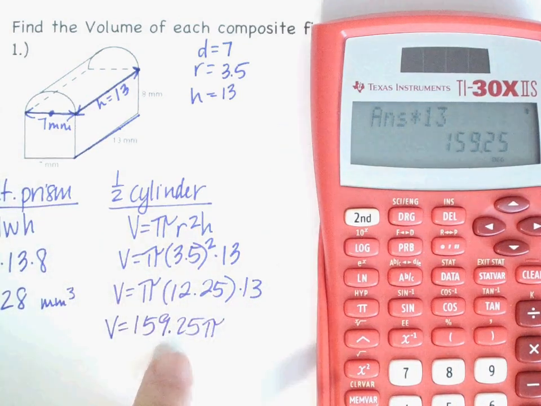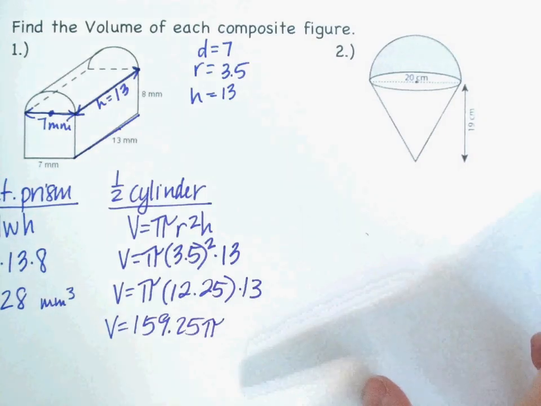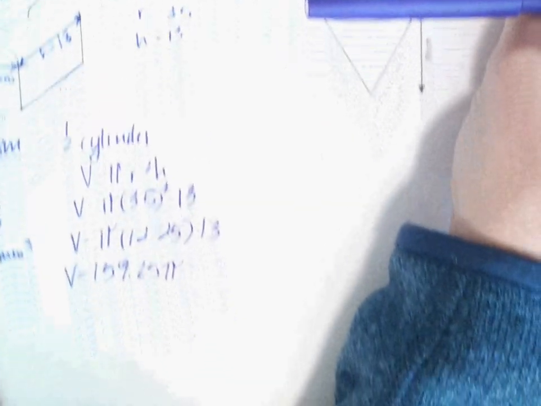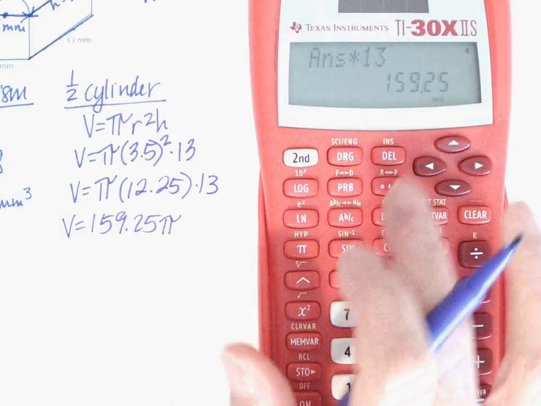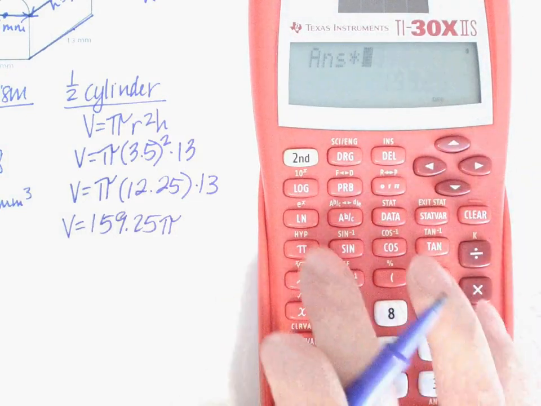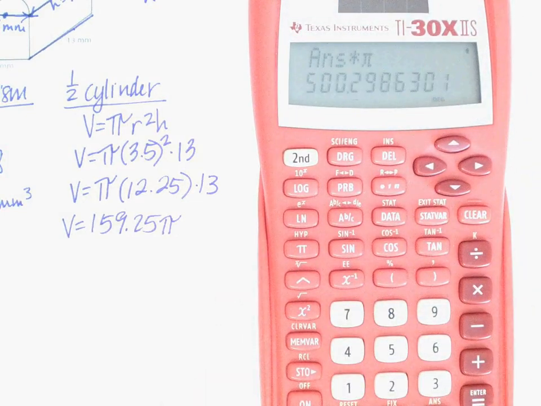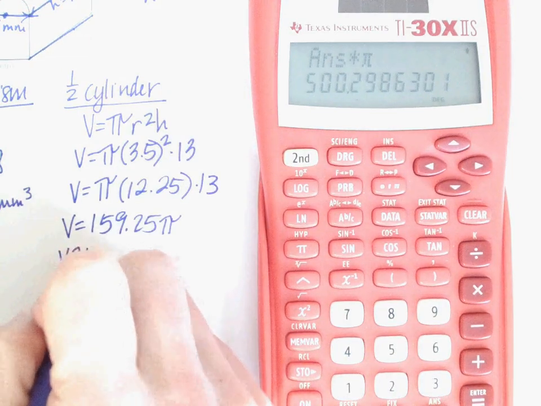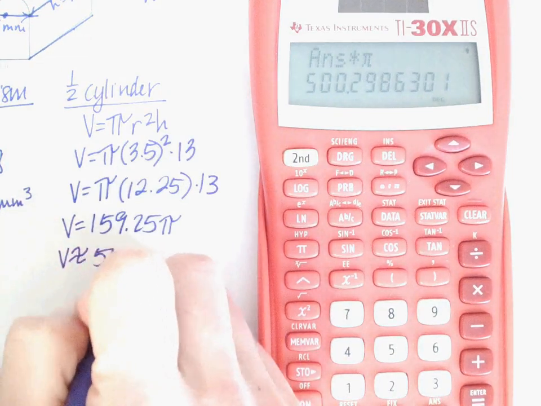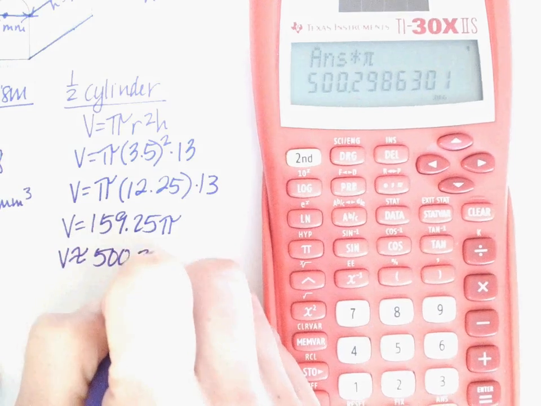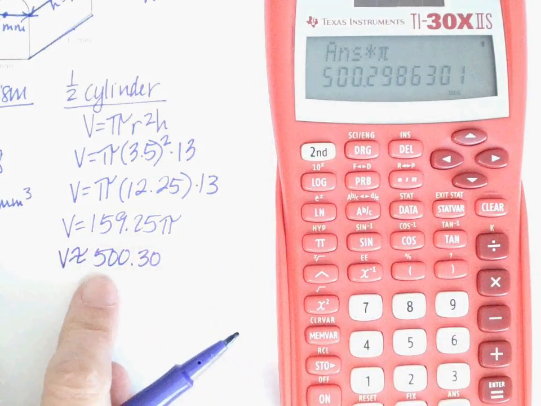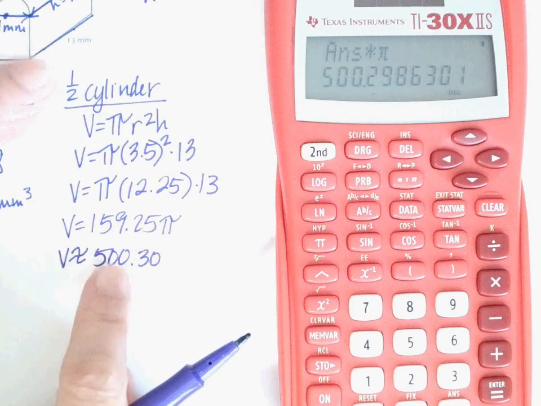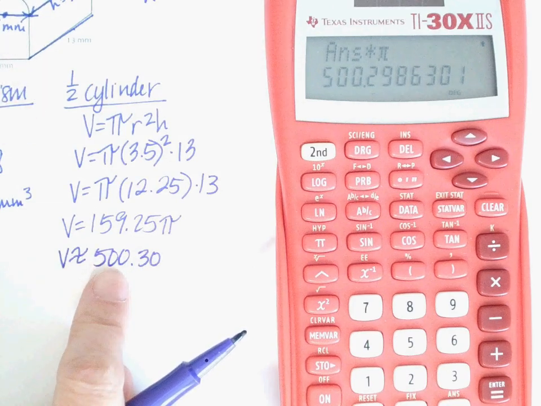Okay, so remember, this is my exact answer. Nothing has been rounded yet. I just need to move my paper and bring my calculator back. And the next step is I'm going to take that and multiply it by pi, and then I get my rounded answer. So my volume here is 500.30. But remember that it's a half cylinder, so I found the volume of a full cylinder.